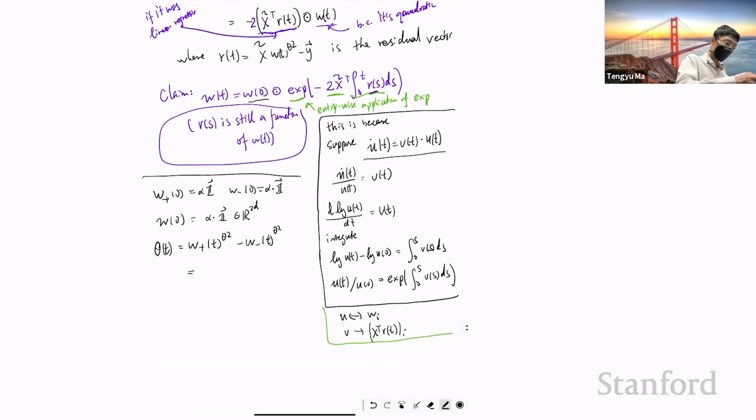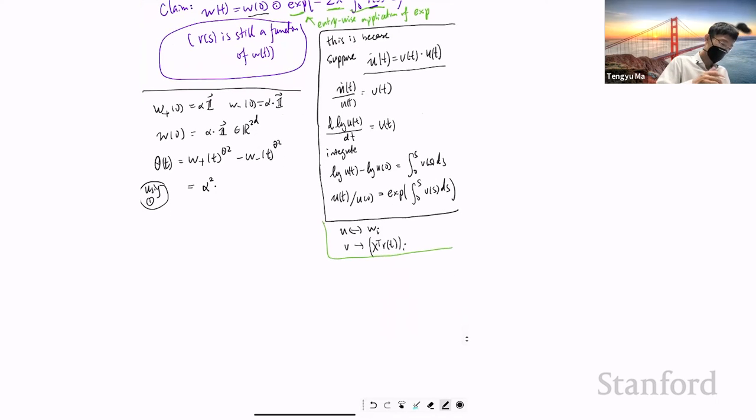Okay, let's use this formula. Let's call this 1. Using 1, the W_0 doesn't matter, right? The only thing it contributes is alpha, so we get alpha squared. Let's see, maybe I'll just do this small calculation here.